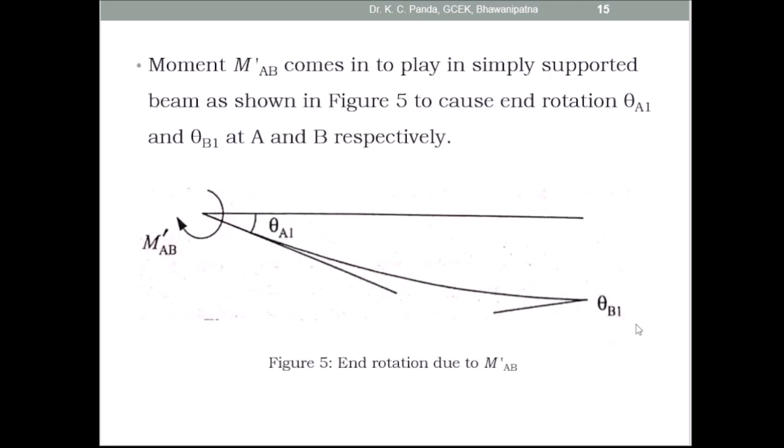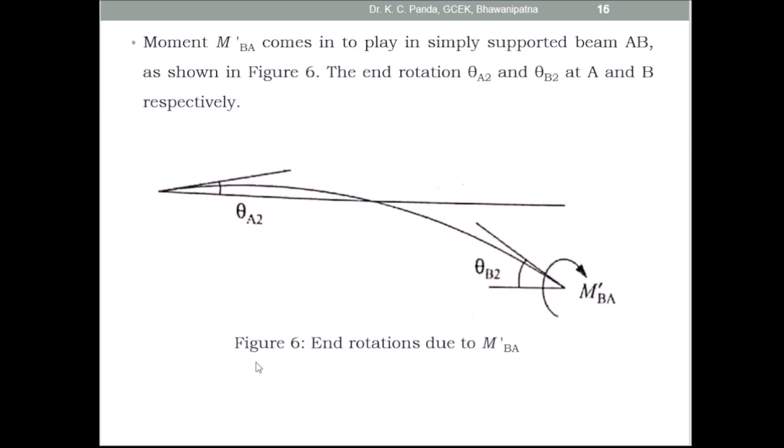Then the moment M dash AB comes into play in a simply supported beam to cause end rotations theta A1 and theta B1 at A and B respectively. So due to this end moment, the rotations theta A1 and theta B1 take place at the ends of the member. Then in figure 6, this is the end rotation due to M dash BA. Similarly here also, due to the end moment M dash BA, the end rotations theta A2 and theta B2 take place at the ends A and B respectively.